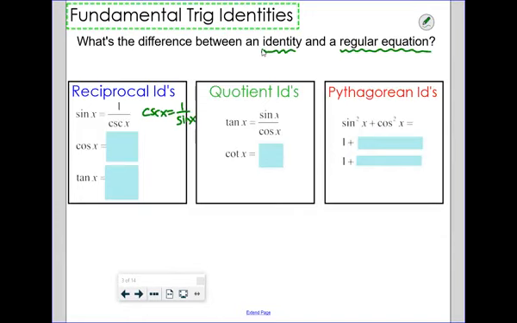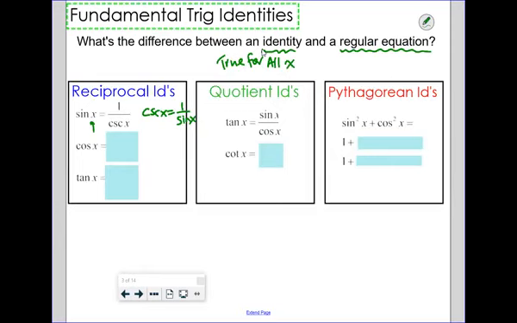Now these are identities and not just any old equation. An identity is true for all values of whatever your variable is. And in this case, our variable is this x. An identity is true for all x. You can't solve it and just get, oh, this is only true when the angle is 30 degrees or pi by 6 or something. It's true for any angle. The sine of the angle is the reciprocal of the cosecant of the angle.